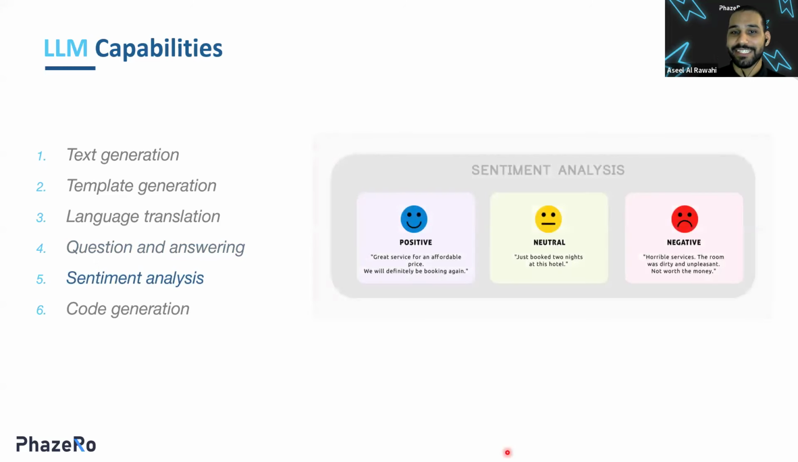Another capability is sentiment analysis. For example, you have your customer feedback and you would like to check if the feedback is positive, neutral, or negative. And rather than looking at all the feedback, you can feed it to the large language model, do your sentiment analysis, and then you will have your data ready.